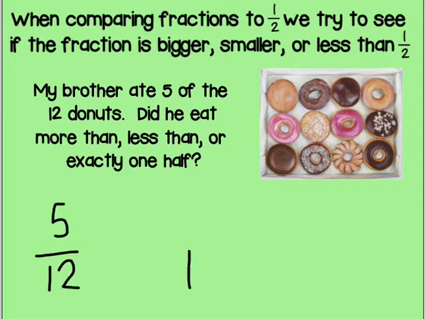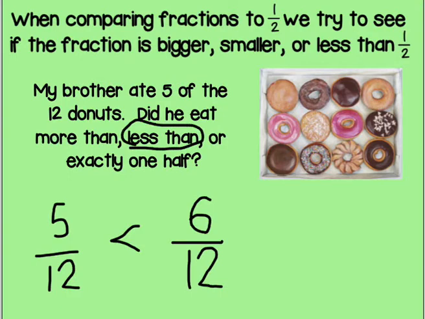Now, I'm trying to compare this to 1/2. So I'm going to keep my denominator as 12, and to find out what my numerator is to make it equal to 1/2, I divide 12 divided by 2, and 12 divided by 2 is 6. Now I want to compare the fractions. 5/12 is less than 6/12, which means that he ate less than 1/2 of the donuts.